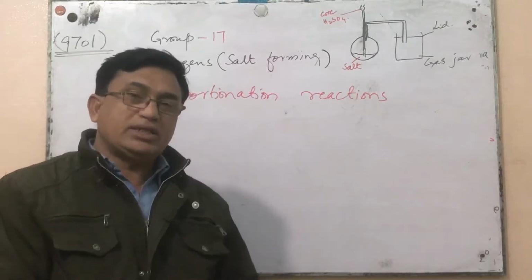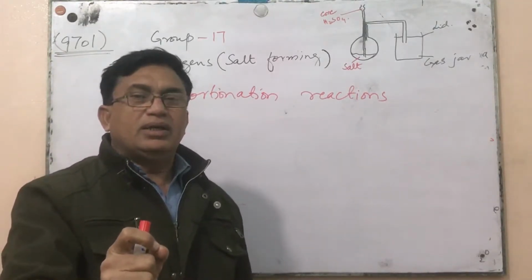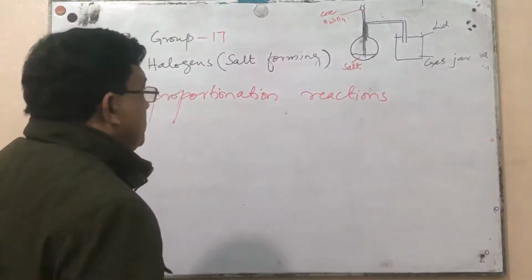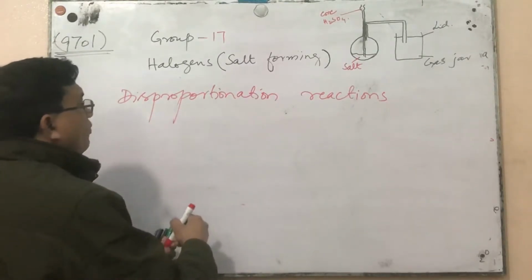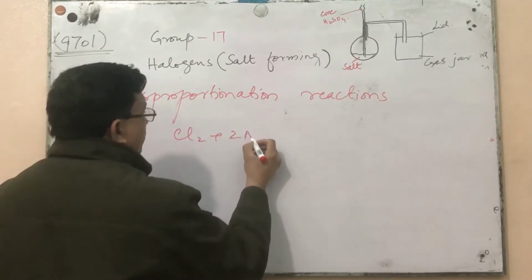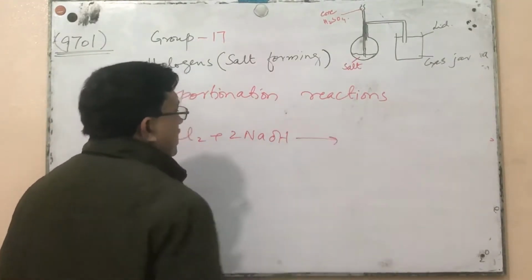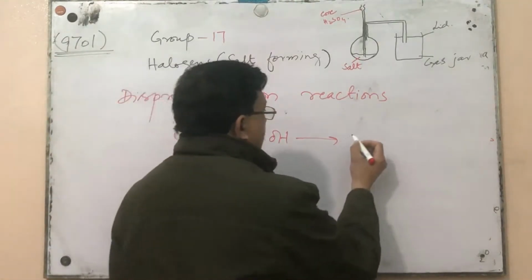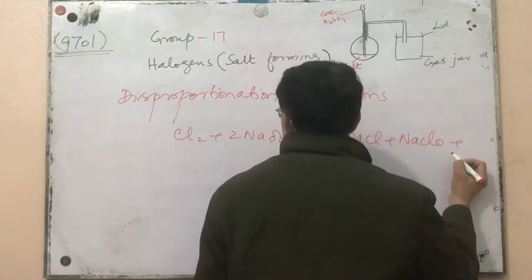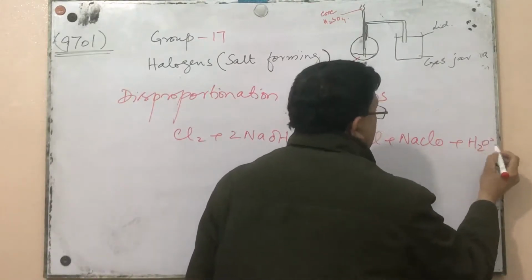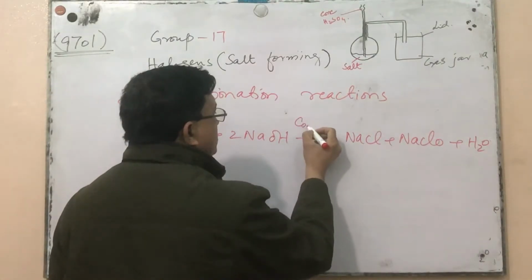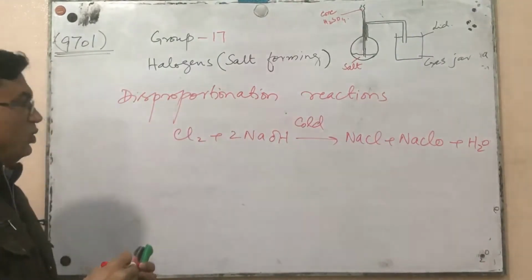Disproportionation reactions are those reactions in which the same element is oxidized and reduced. Those are called disproportionation reactions. For example, chlorine reacts with sodium hydroxide, producing NaCl, NaClO, and water. This is the reaction of chlorine with sodium hydroxide solution in the cold state, at a lower temperature.